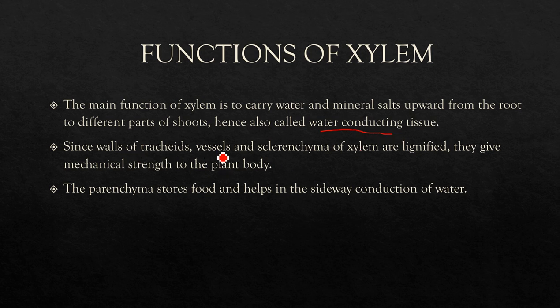Since the walls of tracheids, vessels and sclerenchyma of xylem are lignified, they give mechanical strength to the plant body. The parenchyma stores food and helps in sideway conduction of water. How? Suppose there are two cells. So what will happen? There will be sideway conduction, that means conduction from left to right and from right to left will be seen.